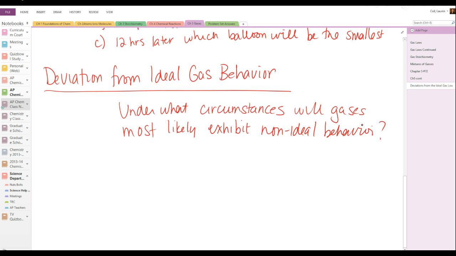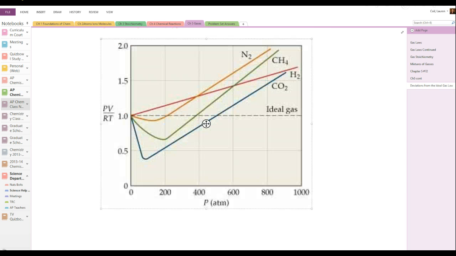All right, so I want to show you a graph. And this is a graph, as you can see, of PV over RT as a function of pressure. It's a relationship between PV over RT and the pressure. You'll notice that this dashed line right here represents the ideal gas. So PV over RT, if you remember from the ideal gas law, is equal to n. So for 1 mole of gas, you can see that PV over RT is a constant for an ideal gas, always. For real gases, though, this isn't always true.